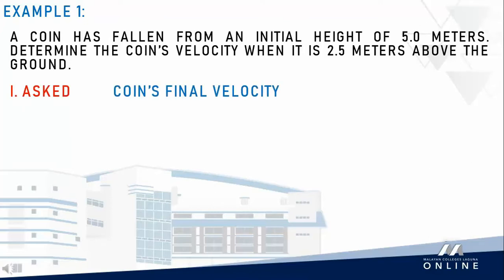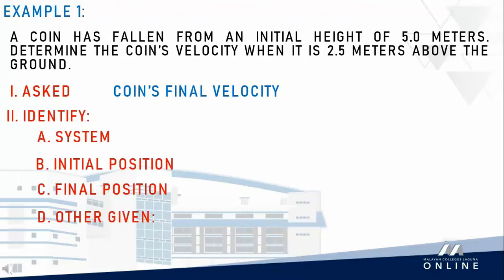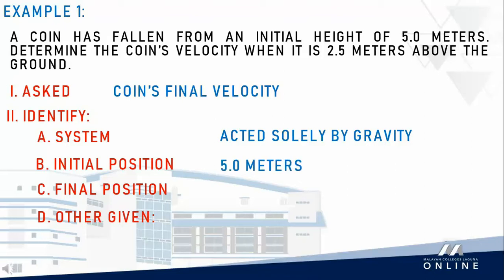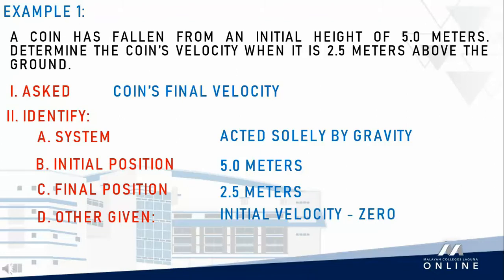The next step we'll do is to identify the forces involved in the initial and final positions. Here, we can understand that the gravitational force is the sole force exerted on the coin. And the initial position, which is 5 meters, and the final position, which is 2.5 meters, are given in the problem. Since the coin is acted on only by the force of gravitation, our initial velocity is 0 meters per second.